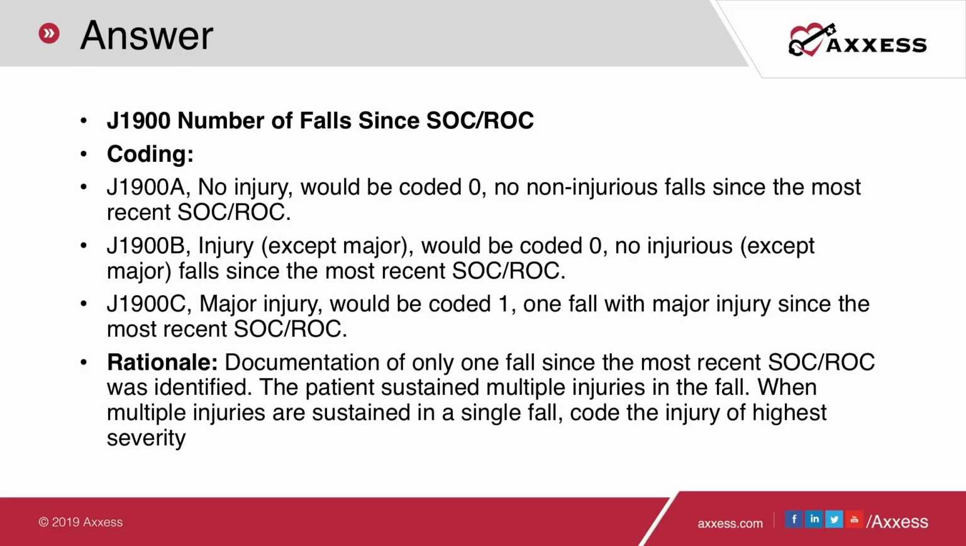For A, no injury, that would be a 0. B, injury except major would be a 0. And C, major injury would be a 1. Documentation of only one fall since the most recent start or resumption was identified. The patient had multiple injuries, and when that happens, you code the injury of highest severity.